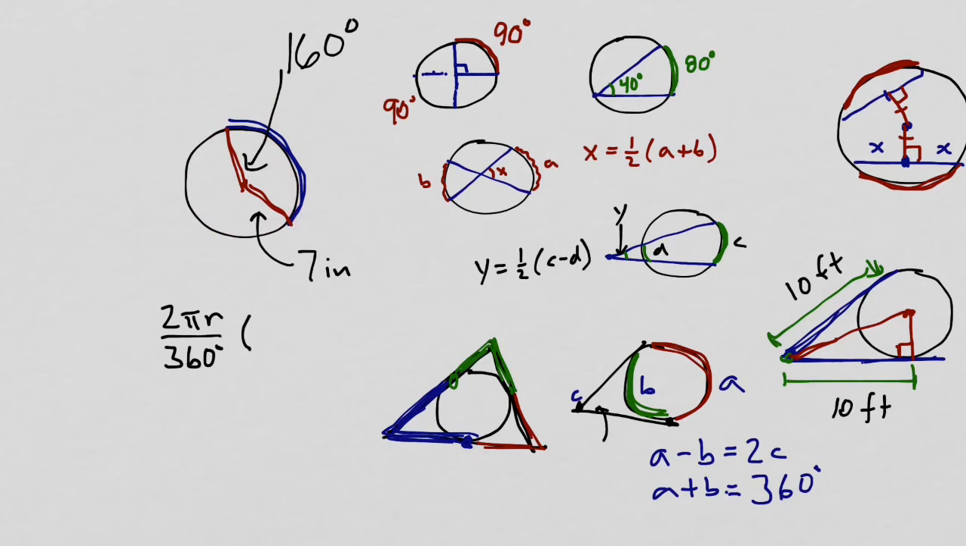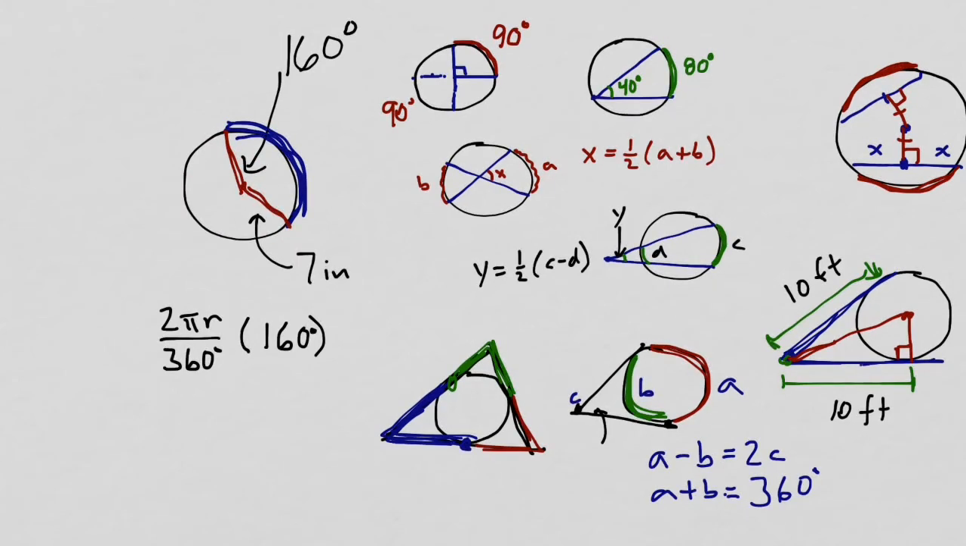then I can multiply by the measure of that central angle, which equals the measure of the arc, the angle measure of the arc. So if we multiply 2 pi r divided by 360, if we multiply that by 160, that'll give us the distance of this arc, the length of that arc. So in this case, the arc length is going to be approximately 19.55 inches.